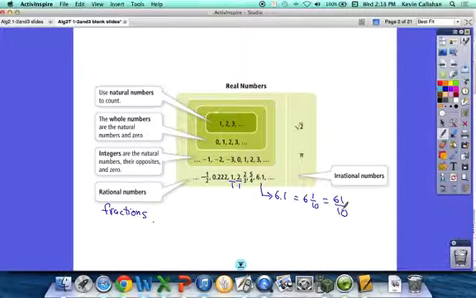And I think they've made a little minor mistake on their slide here. This is just copied from your textbook. But this 0.2, .222, I'm assuming they mean that the 2 goes on forever. So it actually has a pattern to it that repeats. So basically, rational numbers can be written as fractions.